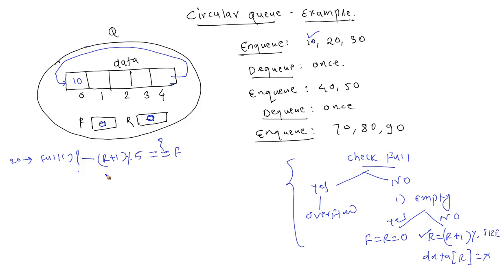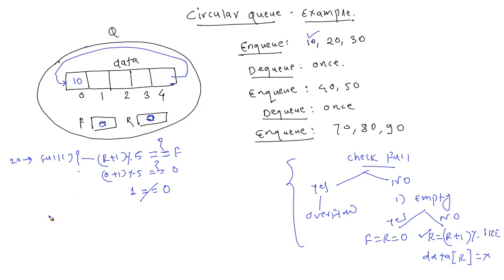So let's do it. Here r is 0, so 0 plus 1 mod 5. Is it equal to f? F is 0. So 0 plus 1 is 1, 1 mod 5 is 1. Is it equal to 0? No, it's not equal to 0. That means the queue is not full, right? Queue not full.